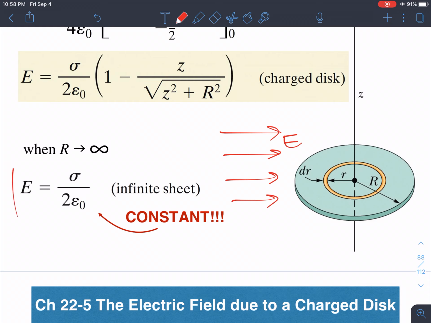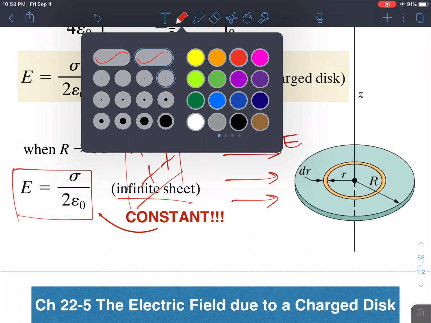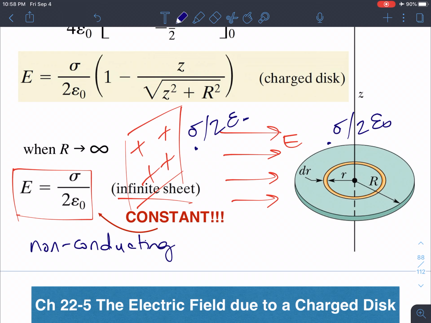So it could have been this infinite sheet, because let's say we have an infinite sheet here, positively charged, this would produce an electric field like that. At any point, it doesn't matter where you are. It does not depend on r. It does not depend on the distance. Here it is sigma over 2 epsilon naught. And here also it is sigma over 2 epsilon naught. And that is true for a non-conducting or insulating sheet.